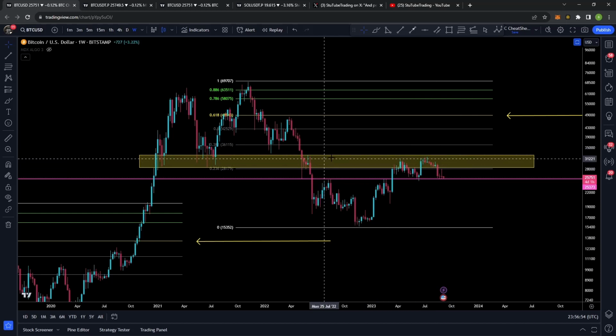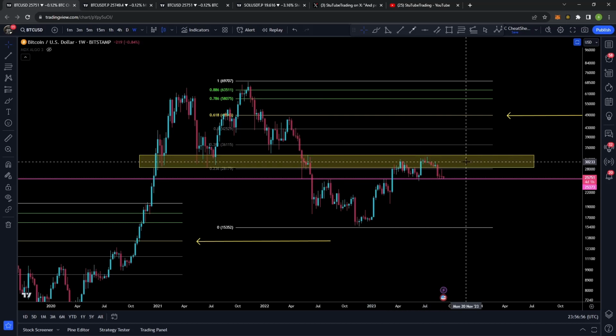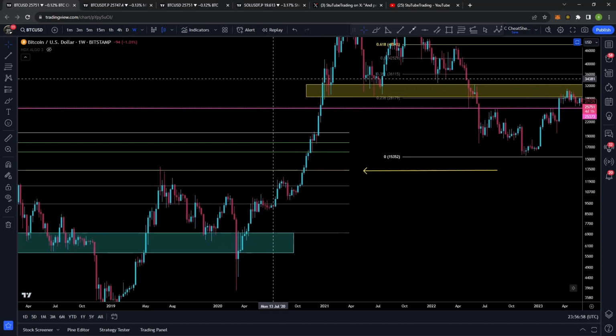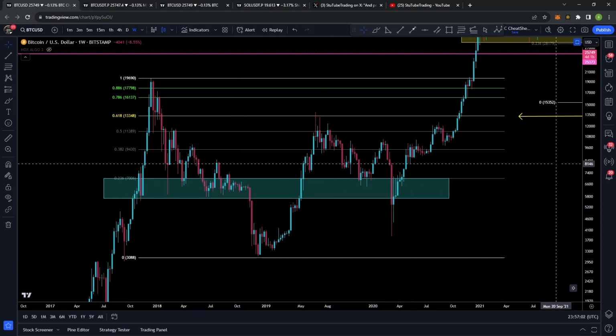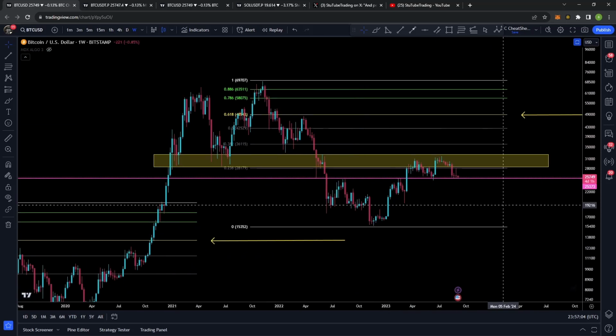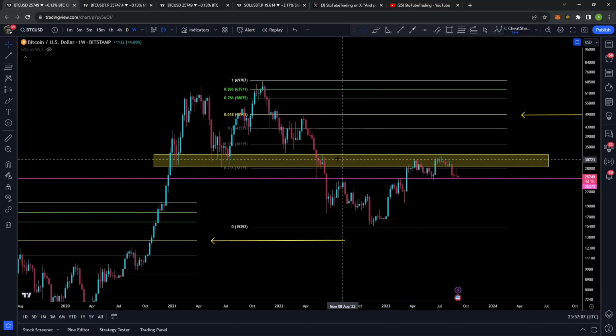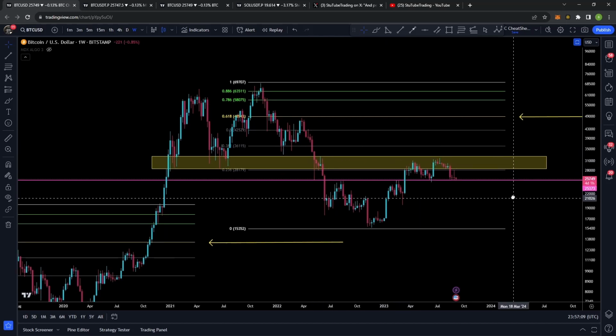So to see us getting rejected there isn't all too surprising. It doesn't have to happen. You can see that back here in our previous market cycle, it didn't really matter. But just something to be a little bit cautious of. We do have that resistance up ahead.